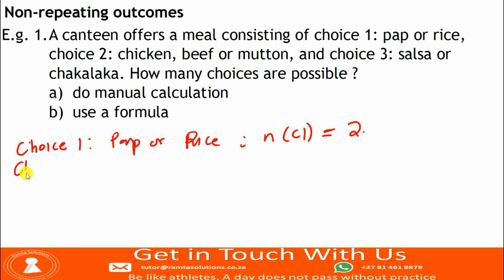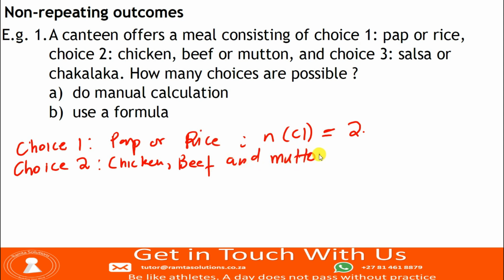Now let's look at choice 2. Choice 2 consists of chicken, beef, and mutton. So the number of outcomes for choice 2, how many are there? They are 3.